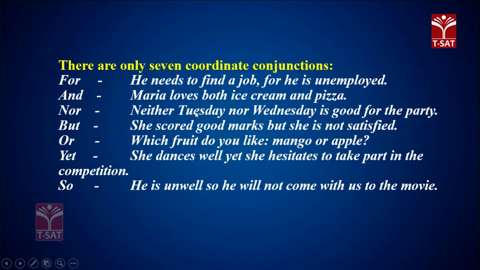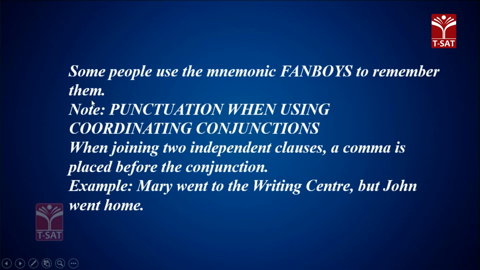So, you should be able to remember these coordinate conjunctions with the help of fanboys: for, and, nor, but, or, yet and so. I told you some people use the mnemonic fanboys to remember them. Then you should be very careful in using these coordinating conjunctions with reference to punctuation. When joining two independent clauses, a comma is placed before the conjunction. When you join two independent clauses, you must make use of the comma.